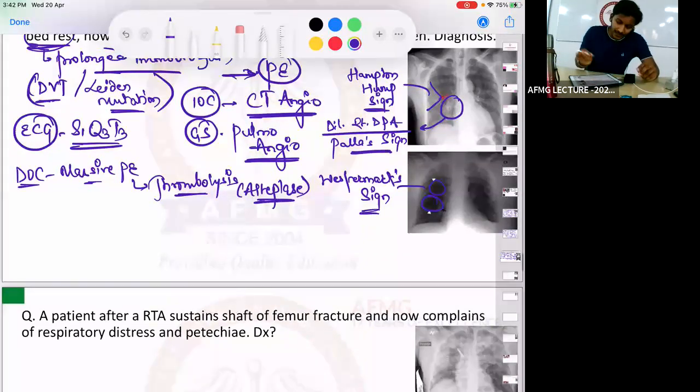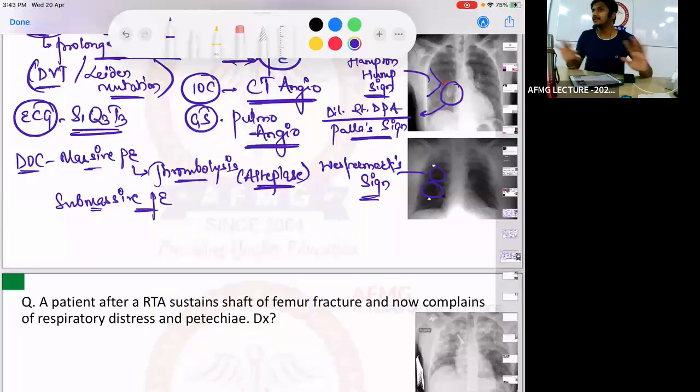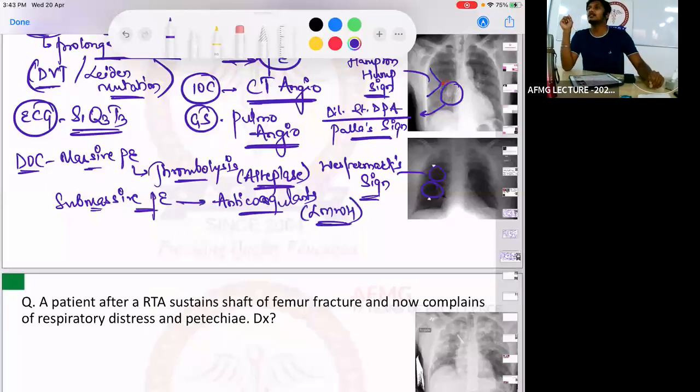Next, if I talk about submassive pulmonary embolism, that means the patient is having respiratory distress, but it is minimal and X-ray findings are not seen. Then in submassive pulmonary embolism, the drug of choice would be anticoagulants. It can be low molecular weight heparin, enoxaparin can be given, and unfractionated heparin if not in the options. So please remember, in submassive, anticoagulants; in massive, thrombolysis. No issues with this.